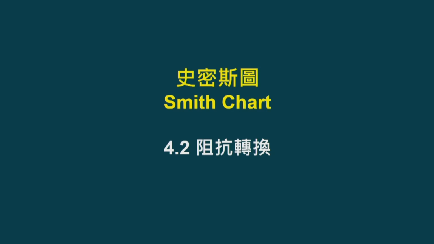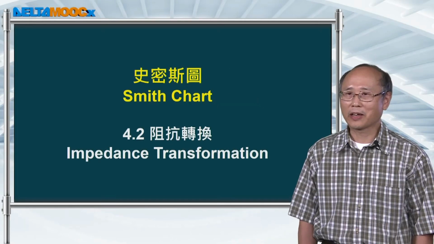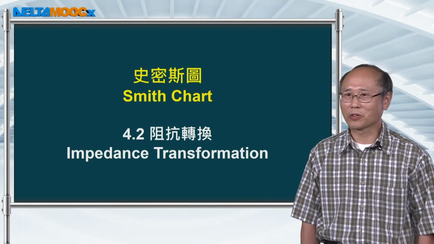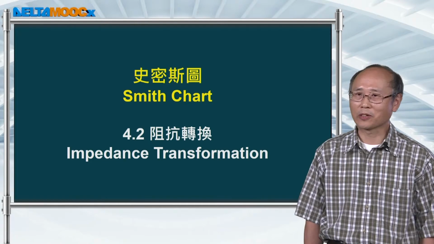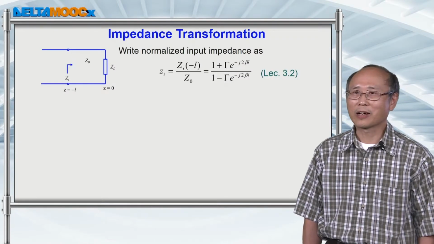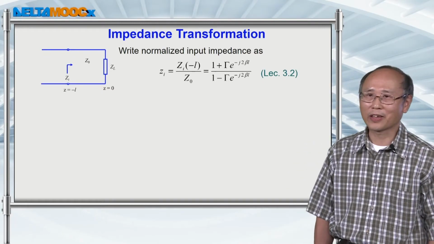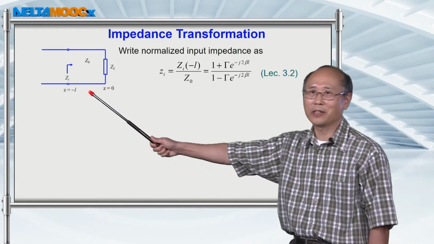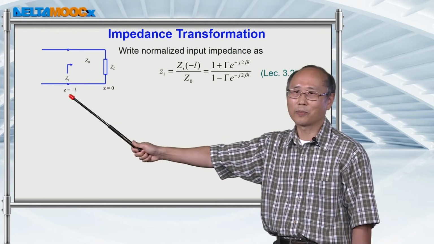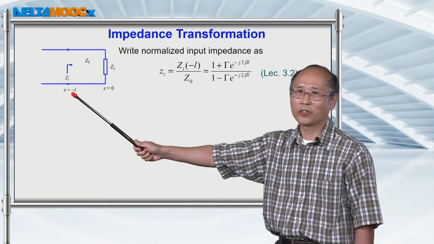In this second session, I want to talk about impedance transformation, and then I want to talk about standing wave ratio, and also the maximal signal locations and minimal signal locations. So let's first think about how we want to read the input impedance at some location on a transmission line.